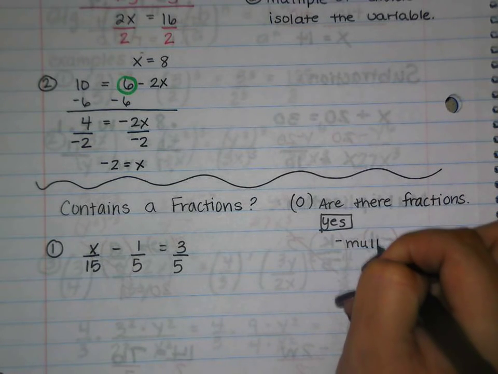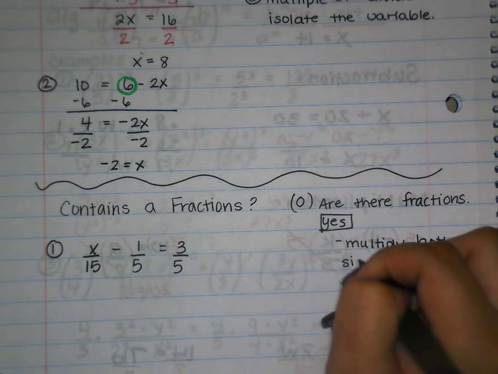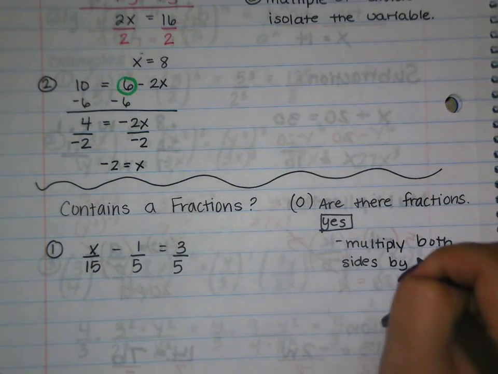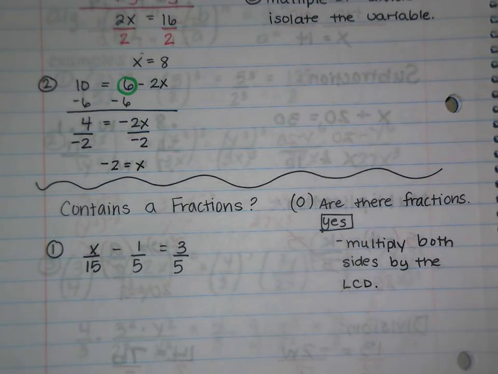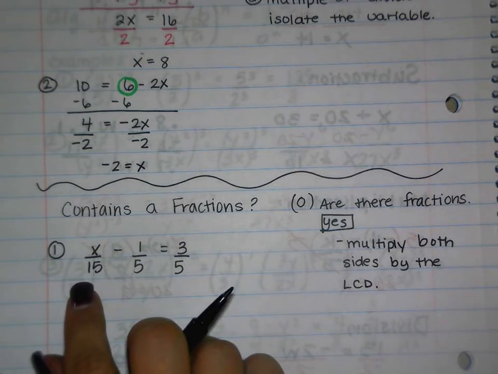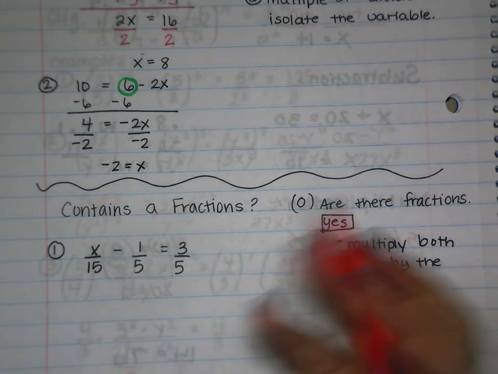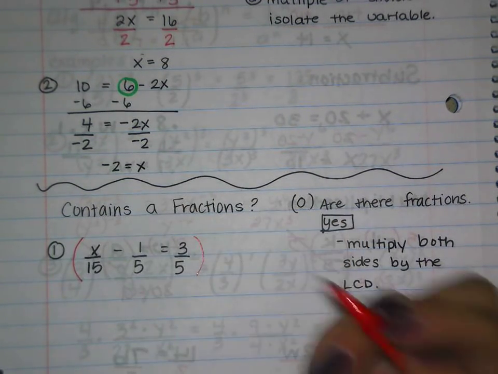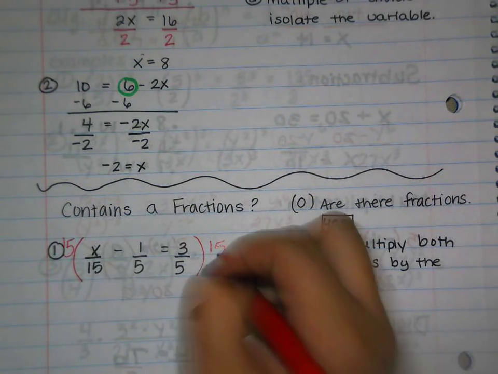We're going to multiply both sides by the LCD, or the least common denominator. Okay, so let's say we have 15, 5, and 5. Well, I know that 15 goes into itself 1 time, and I know that 5 goes into 15 3 times, so 15 will work as our least common denominator. So we're going to multiply everything by 15. We're going to multiply this side by 15, and we're going to multiply this side by 15.